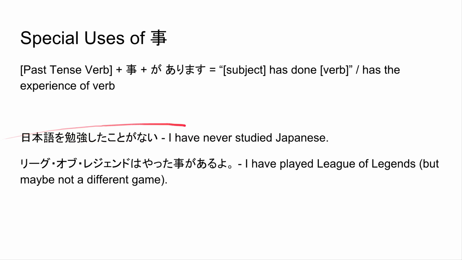This is just a special usage. Nihongo benkyou shita koto wa nai. I have never studied Japanese. Here we don't usually use a no. In these patterns we're not using no's. These are specifically for kotos, okay?